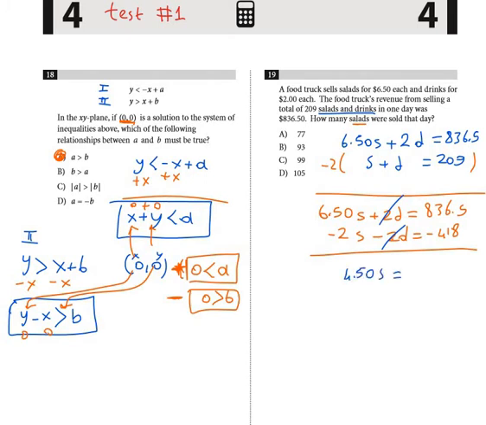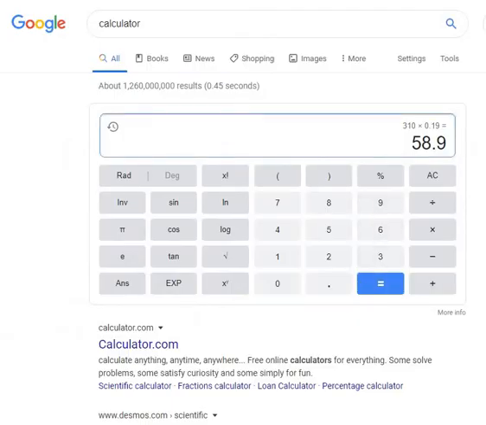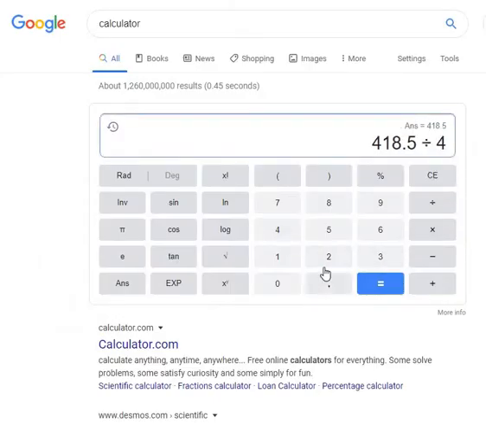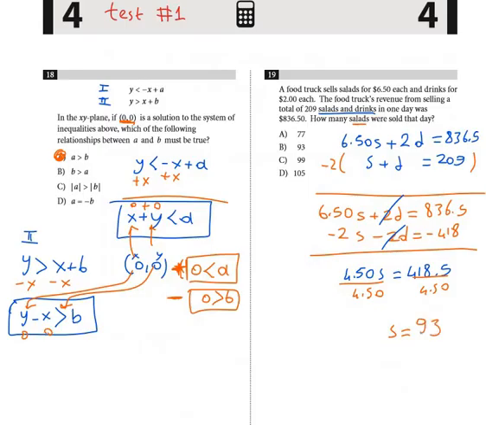s is equal to 836.5 minus 418, which will give us 418.5. Now we're going to solve for s, so we are going to divide both sides by 4.50. Then s will be 418.5 divided by 4.50. Then we're going to obtain 93. So 93 is the answer.